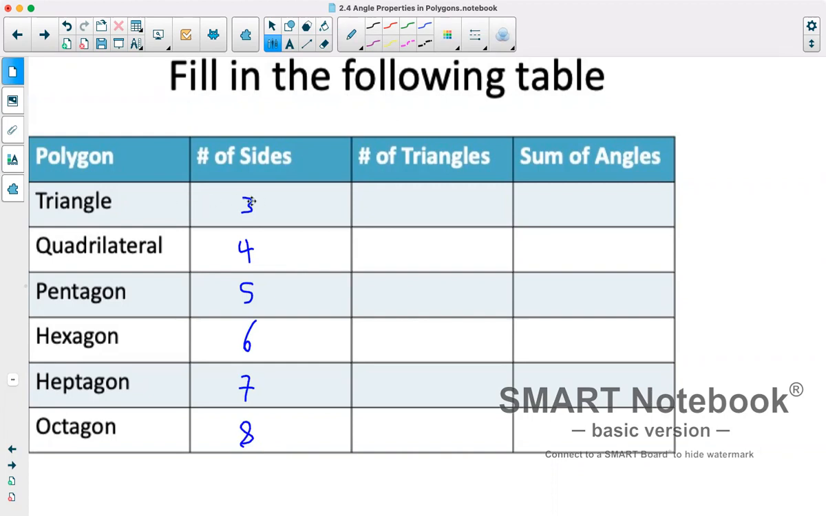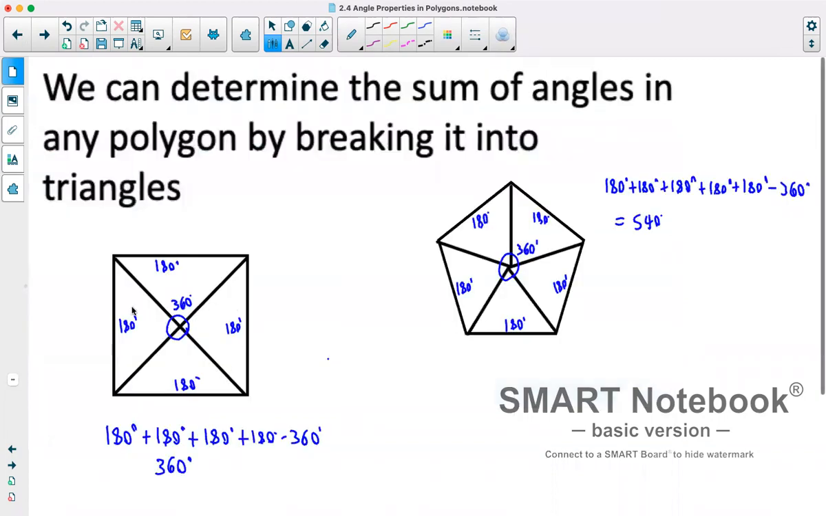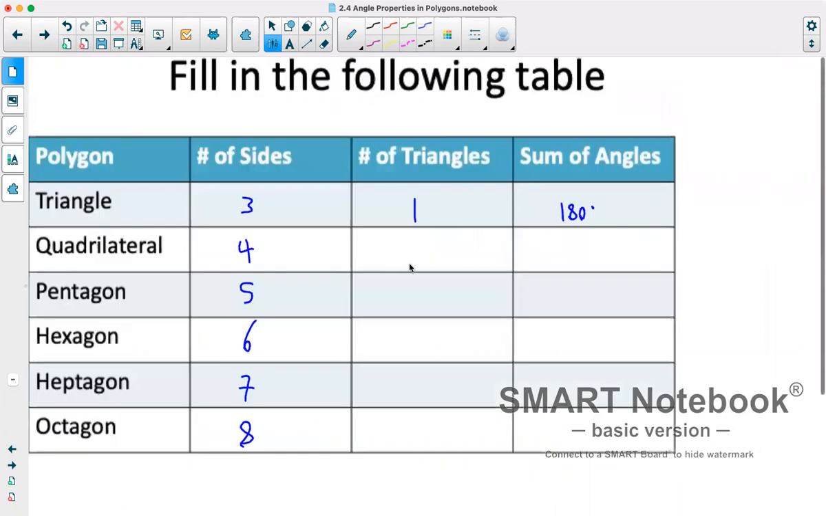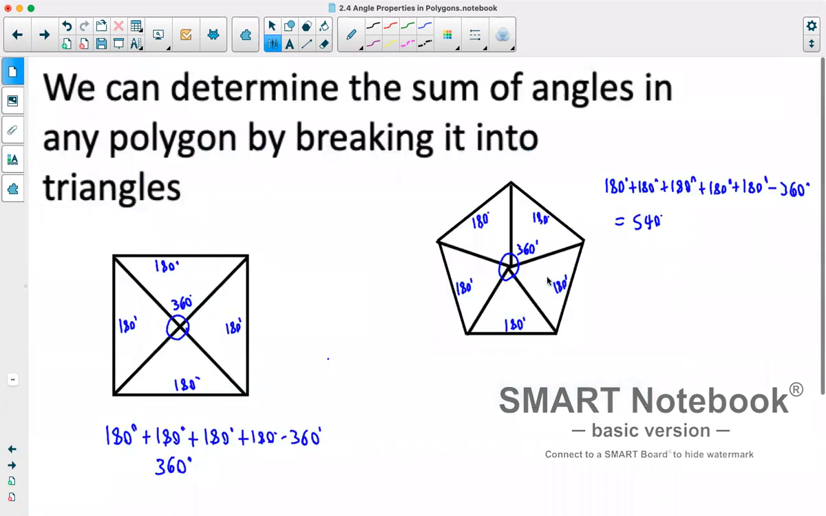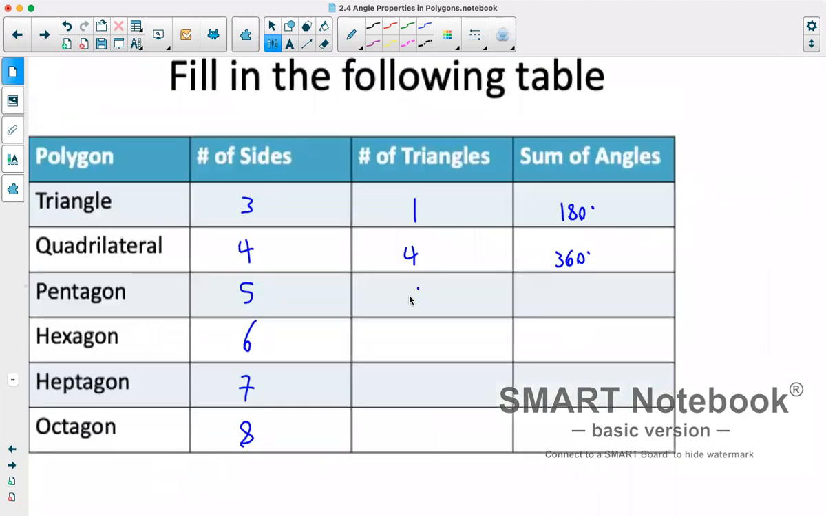Now, triangles, we typically don't break into other triangles, so we'd have essentially 1. And we know our sum of angles in a triangle is equal to 180. Quadrilaterals, so squares and rectangles, we broke into 4 triangles and we had an angle sum of 360 degrees. Our pentagon, we broke into 5 triangles and we had 540 degrees.